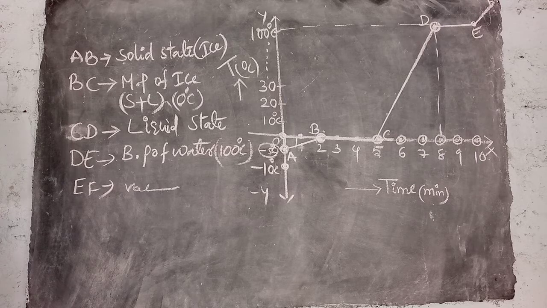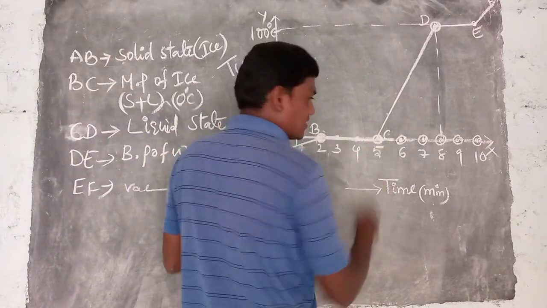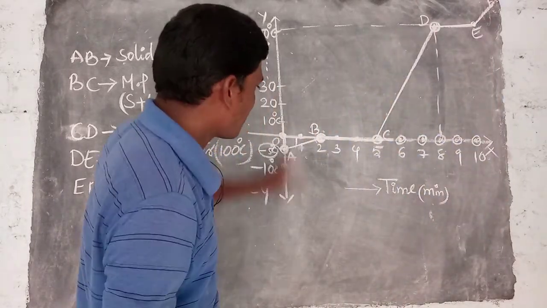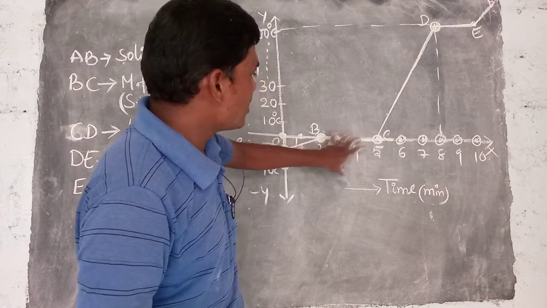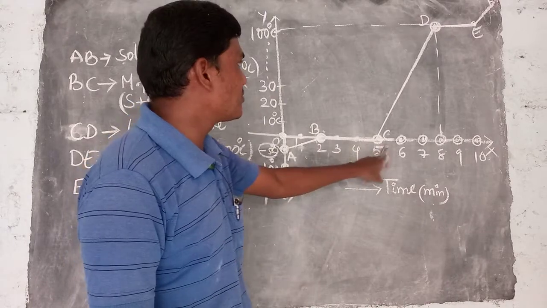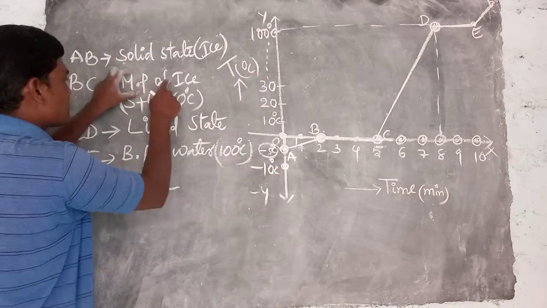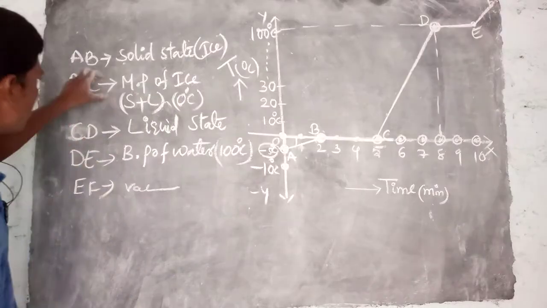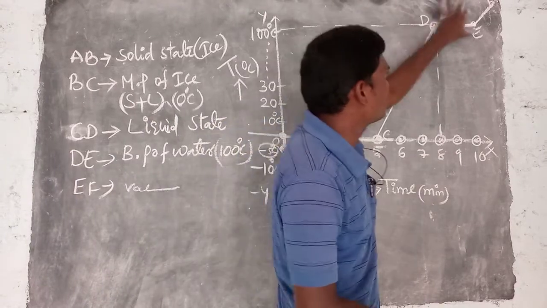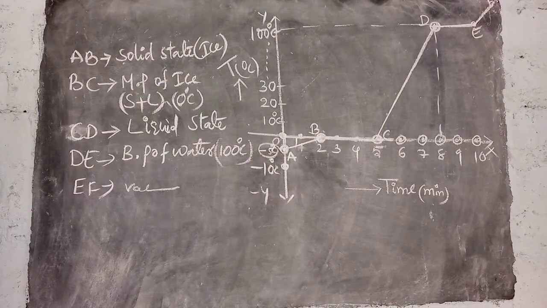Now here we observe that in this process, B to C is a straight line and D to E is a straight line. This represents that even though you supply heat energy, the temperature does not change from B to C and D to E. BC represents the melting; during the melting, the temperature is constant. In the same way, during the boiling, the temperature is constant. This is the observation you made.